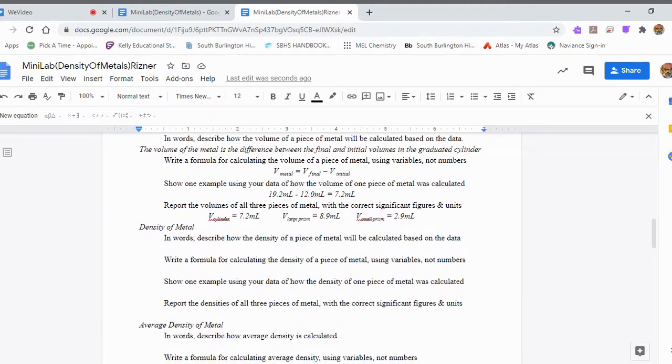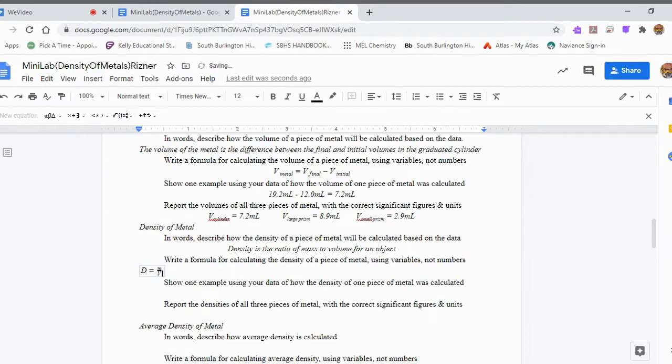Density is going to be the mass divided by the volume of something, which means since it's divided, it is a ratio. So we would say that it's the ratio of the mass to volume for an object. Next, we would write the formula. So D equals M divided by V. And we'll do one example, the same one that we did for the volume. It's going to be the cylinder.